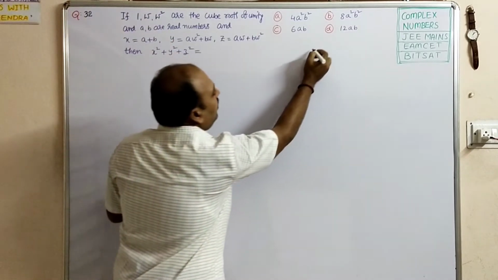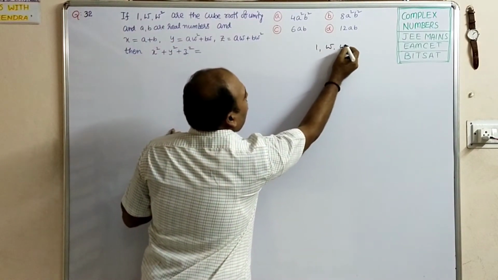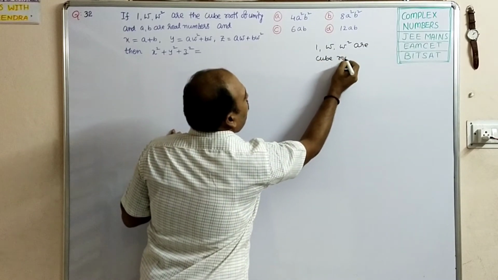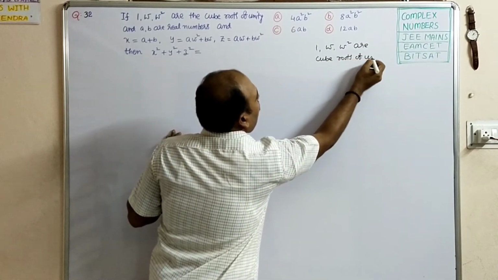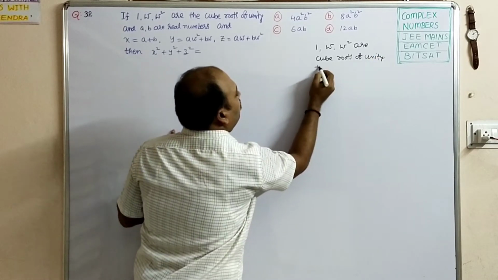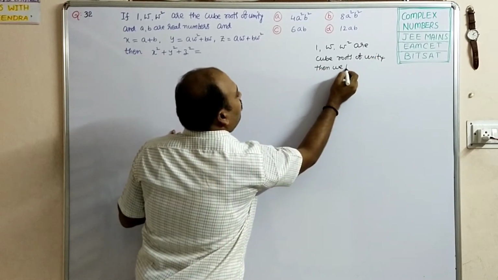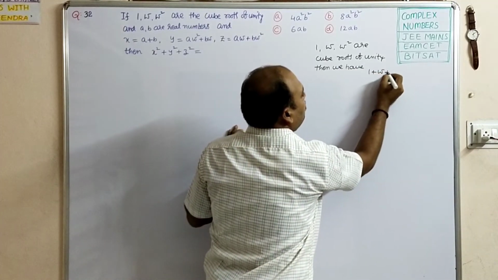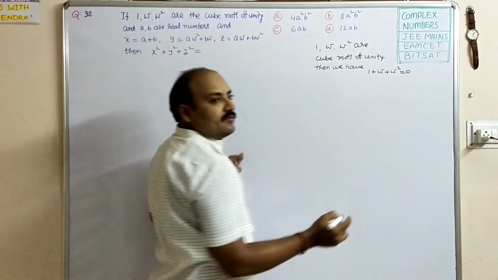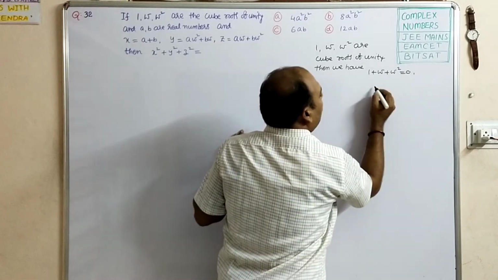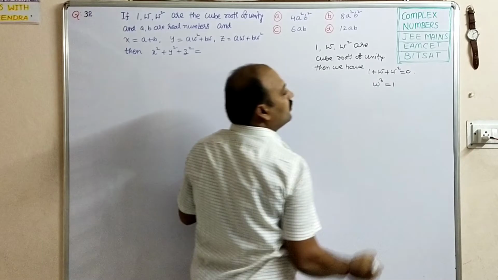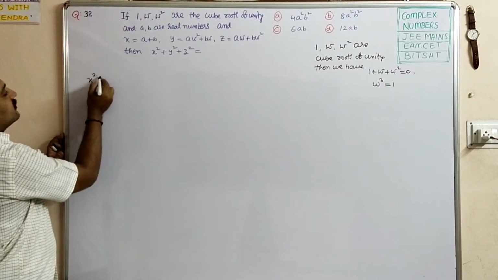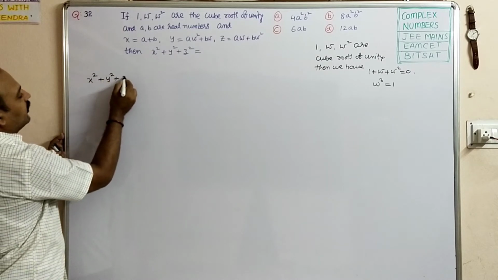1, omega, omega square are cube roots of unity, then we have 1 plus omega plus omega square is equal to 0. This is the first one. And omega cube equal to 1. So now consider x square plus y square plus z square.